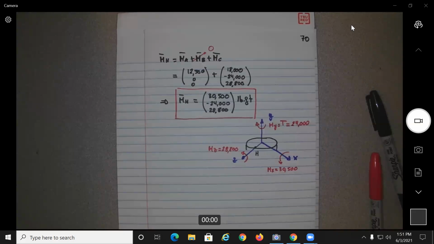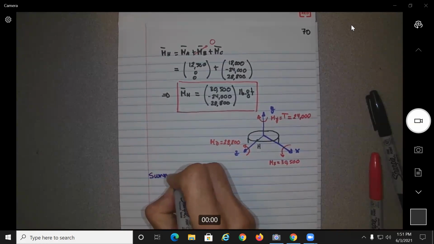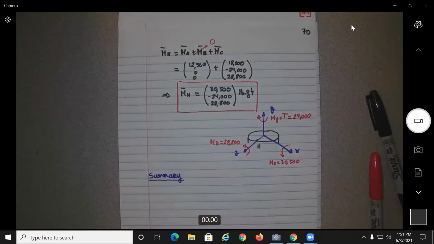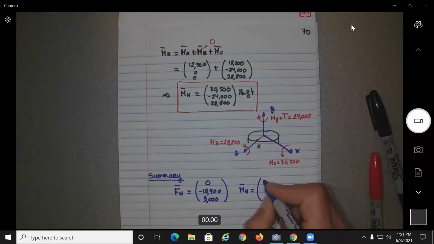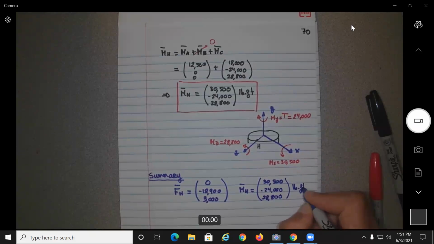Okay, so let me, since I have the other stuff at the other page, let's just do a quick summary here. Otherwise, I'm going to have to be going back and forth between two pages, and this, I could just look at this page. So F of H we find out to be equal to 0, negative 12,900, 3,000, and M of H 30,500, minus 24,000, 28,800. And don't forget, this is pounds per foot.